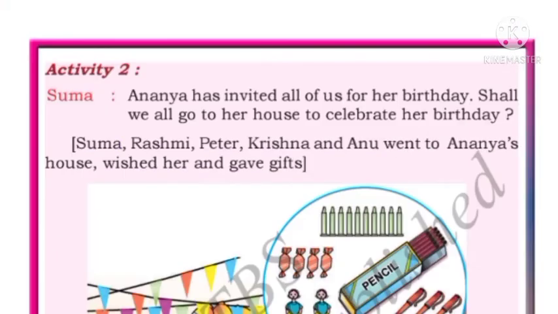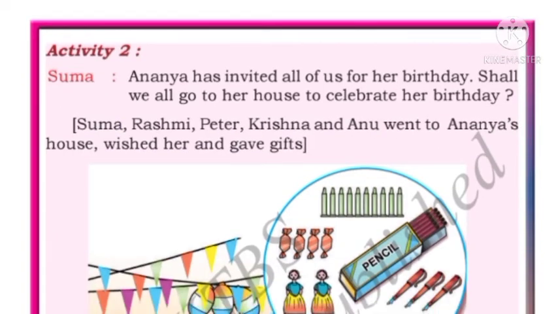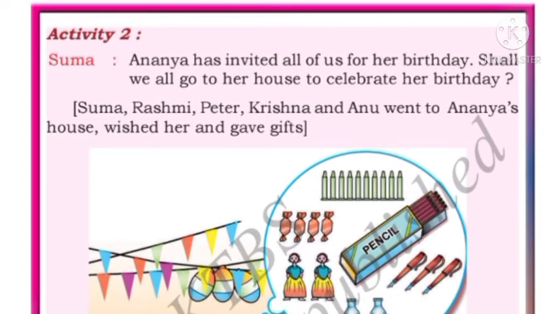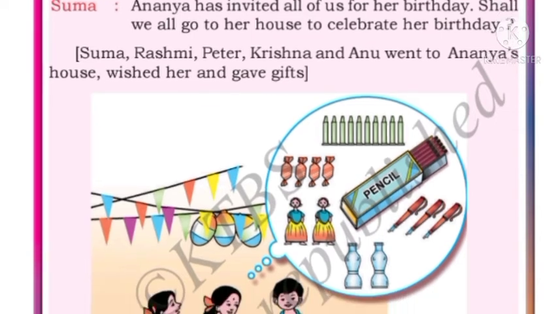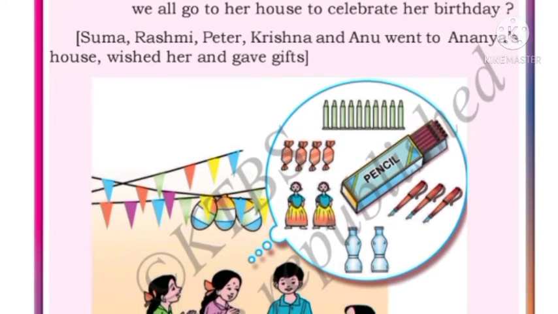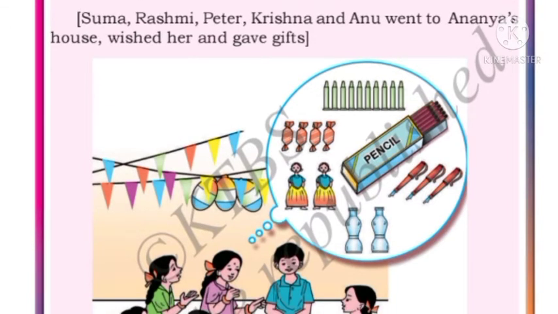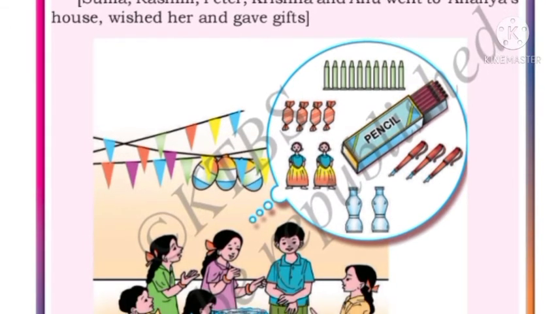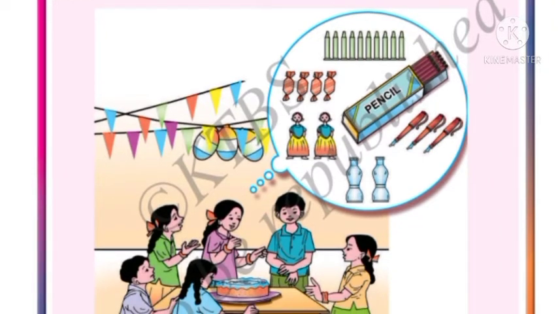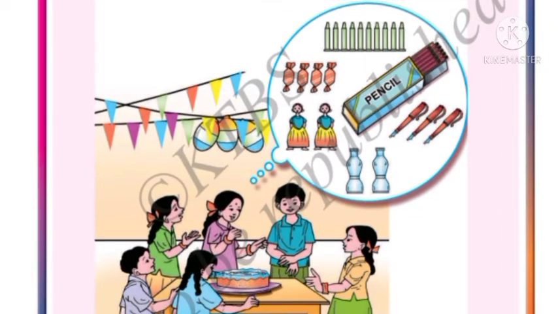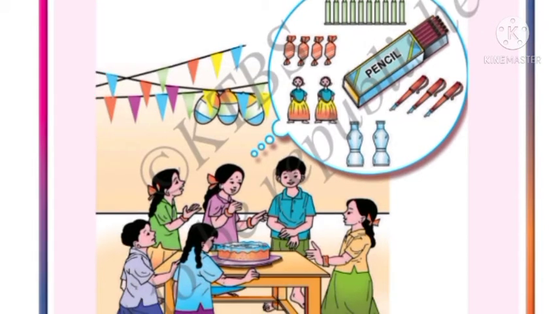Okay. Next, second activity is there children. Here Suma is telling, Ananya has invited all of us for her birthday. Shall we all go to her birthday to celebrate? So now Suma, Rashmi, Peter, Krishna and Anu went to Ananya's house, wished her and gave gifts. See children, if you go to your friend's birthday party, what will you do? You will take a gift for them, na?